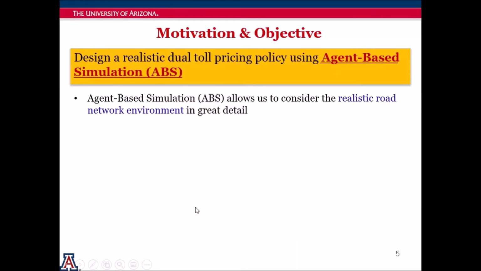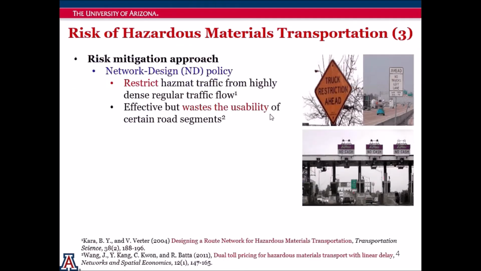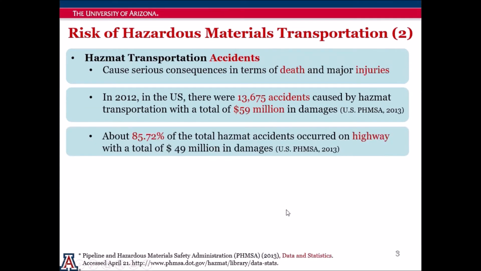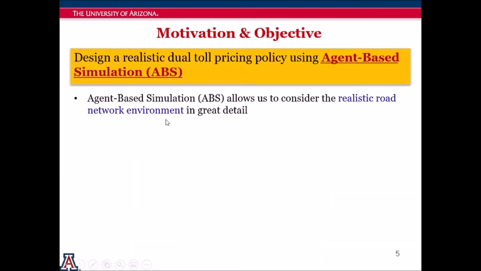The motivation and objective of this study is to design a realistic dual-toll pricing policy using agent-based simulation, ABS. ABS allows us to consider the realistic road network environment in great detail. Why are we using simulation? Because you cannot test this kind of accident in the real world. You cannot explode things or make a crash between vehicles, because some drivers can die because of your experiment. So that's why we have to use a simulation in a virtual world. I use ABS to test the impact of different dual toll pricing policies.